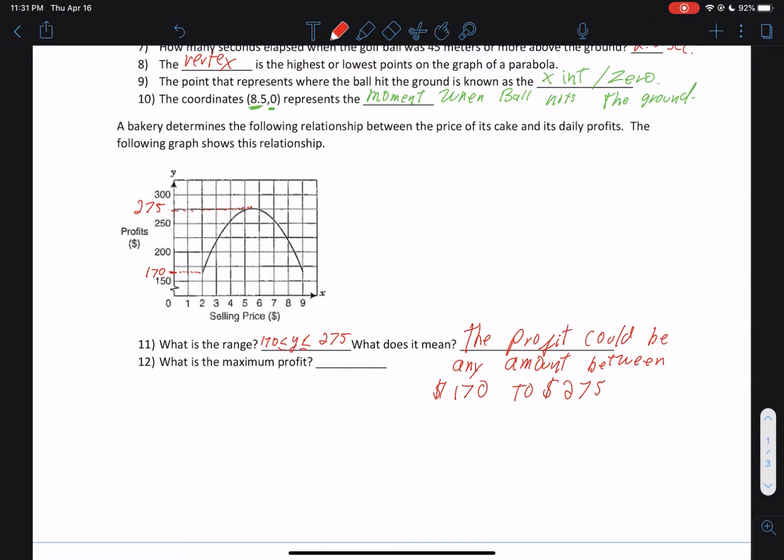What is the maximum profit? The maximum profit, as I was saying, is right here. This is my maximum profit, and it happens to be at my vertex right here. So the maximum profit will be $275 if we sell the cakes for about $5.50.